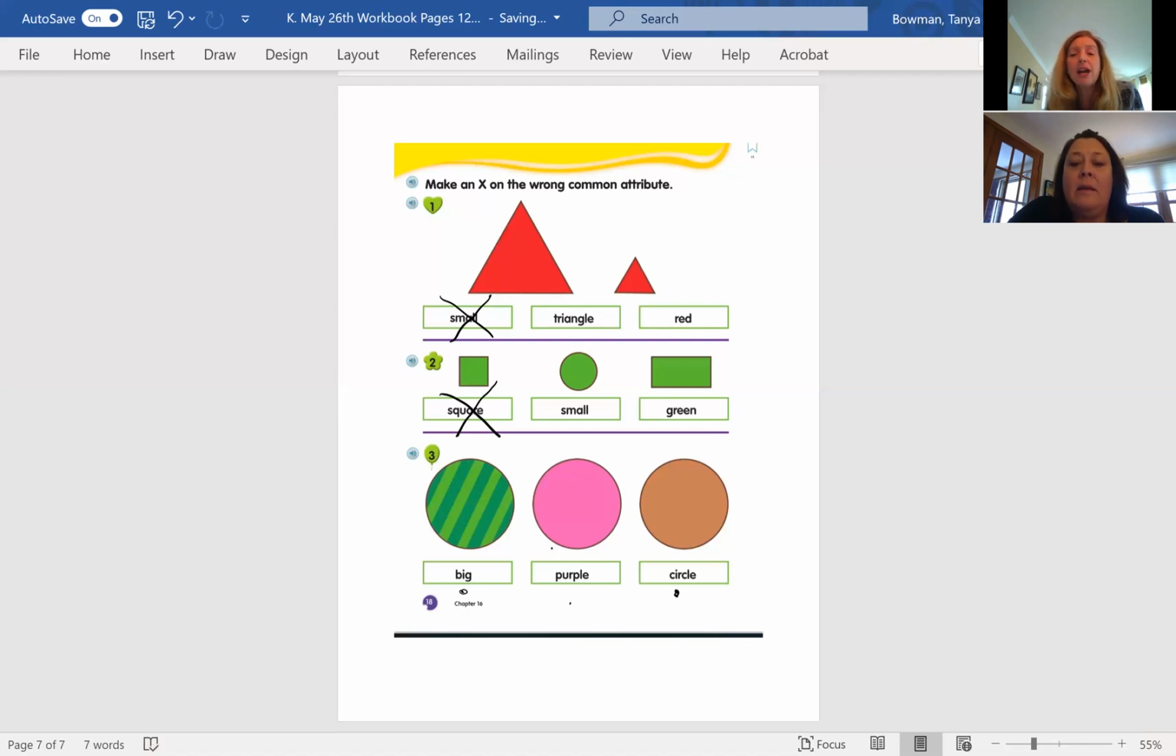So, Mrs. Bowman, I would X out the word purple. How do you feel about that? I agree. And actually, none of them are purple. So it really tried to trick us on that one. So purple is gone. Excellent.